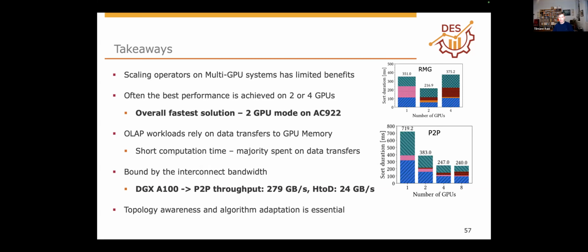If we're doing this on the DGX, on the AC922, then on a single GPU, moving the data to the GPU and from the GPU costs us roughly about the same amount of time as sorting the data on the GPU. So this is basically what you can see here. This will be faster than sorting on the CPU, so we can actually go faster than just using the CPU.